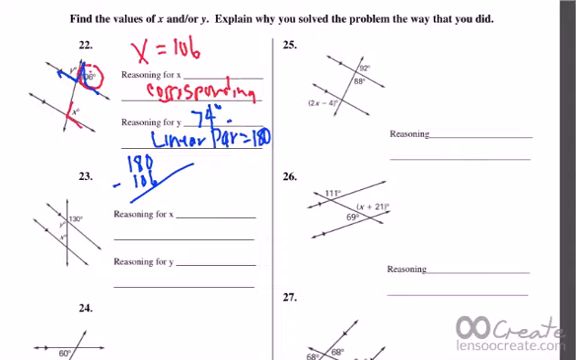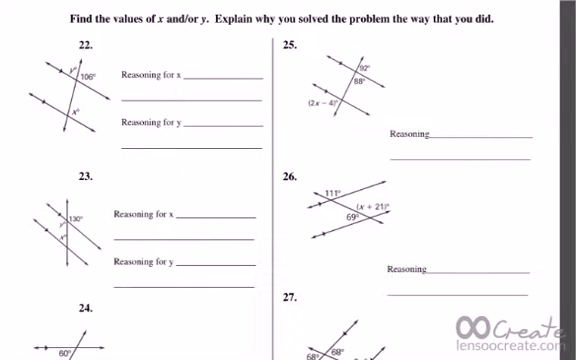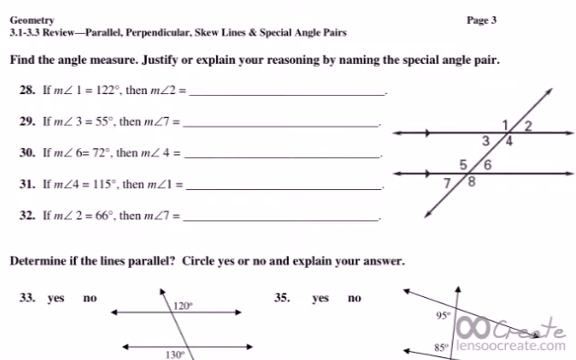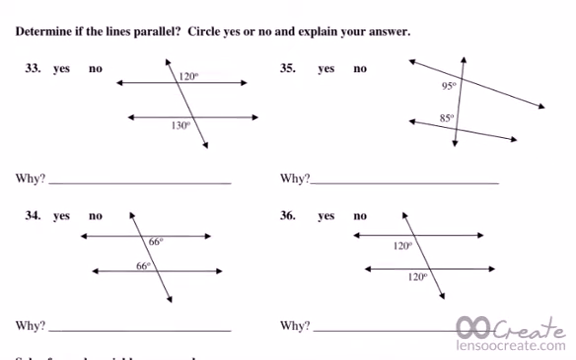The next group of problems that I would like to go to would be on the next page, and they would be these questions 33 through 36. Again, we're determining if the lines are parallel. For those lines to be parallel, we have to know something about the angles. In this picture, we're given two angles. They are alternate exterior angles.